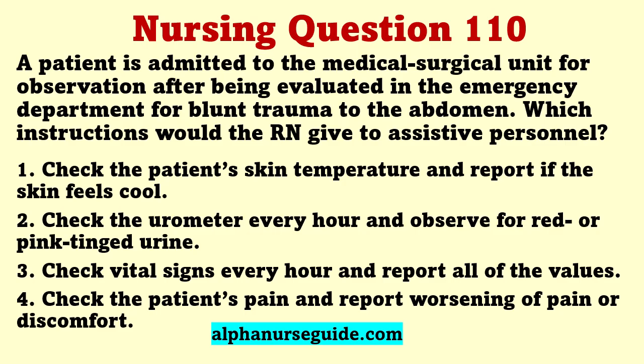The correct answer is 3. Check vital signs every hour and report all of the values. Rationale: the AP can take vital signs and report all of the values to the RN. In this case, all of the values are needed to detect trends. In other cases, the nurse may decide to give parameters for reporting. The RN should assess skin temperature and pain. The RN must also closely monitor the urine output, which is an indicator of perfusion and fluid status. In addition, red or pink urine can signal damage to the urinary system, transfusion reaction, or rhabdomyolysis.